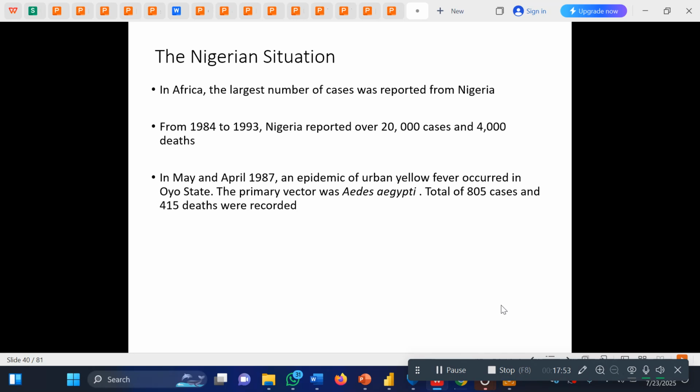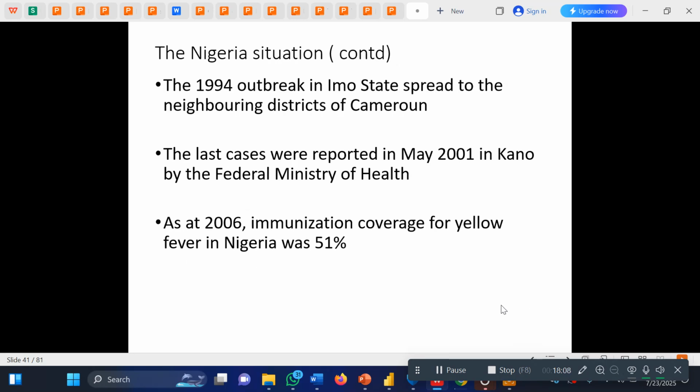In April and May 1987, an epidemic of urban yellow fever occurred in Oyo State. The primary vector was Aedes aegypti. A total of 305 cases and 415 deaths were recorded. In 1994, there was an outbreak in Imo State which spread to the neighboring districts of Cameroon. The last cases were reported in May 2001 in Kano by the Federal Ministry of Health. And as of 2006, immunization coverage of yellow fever in Nigeria was 51%.